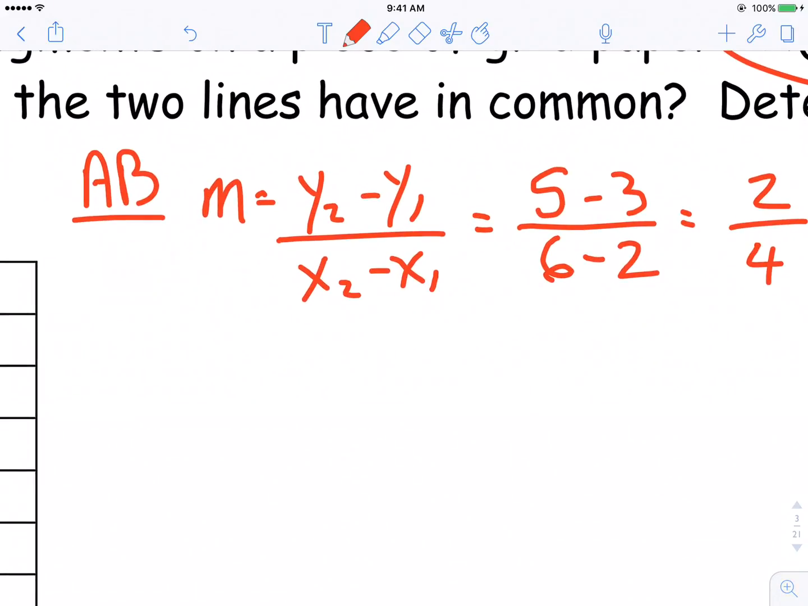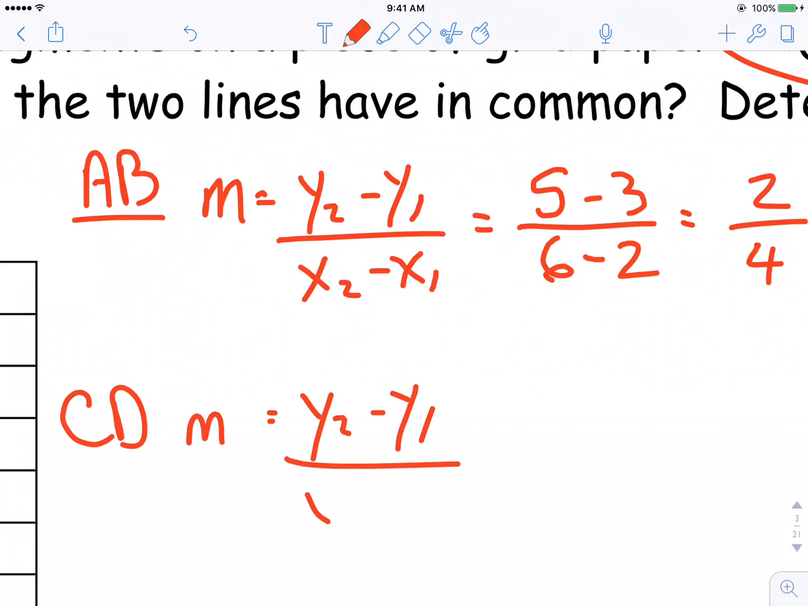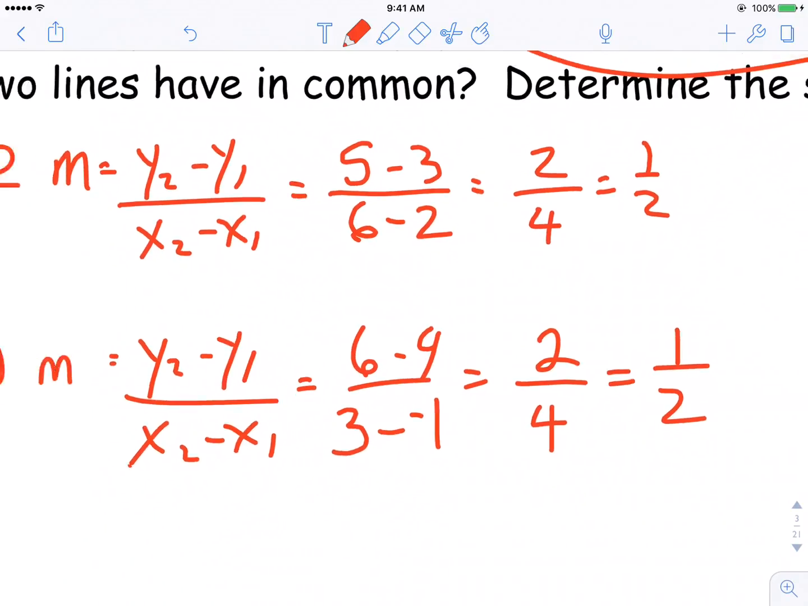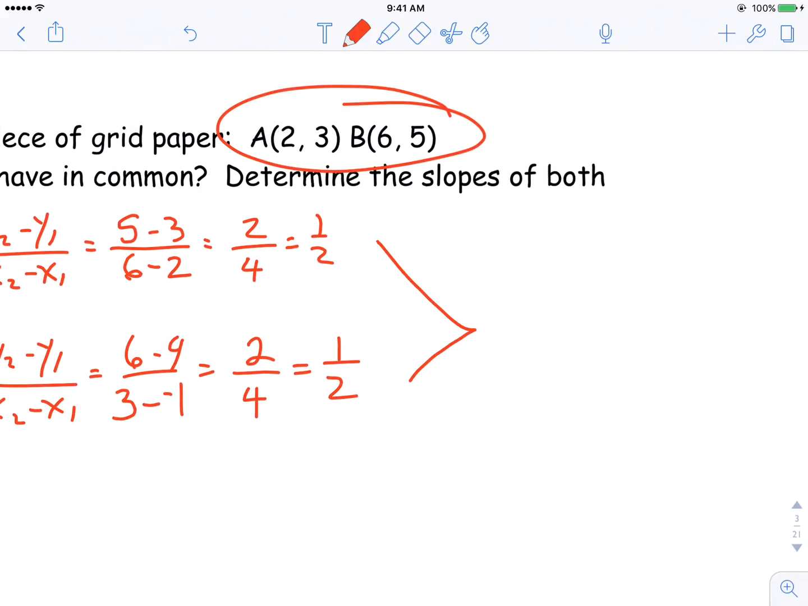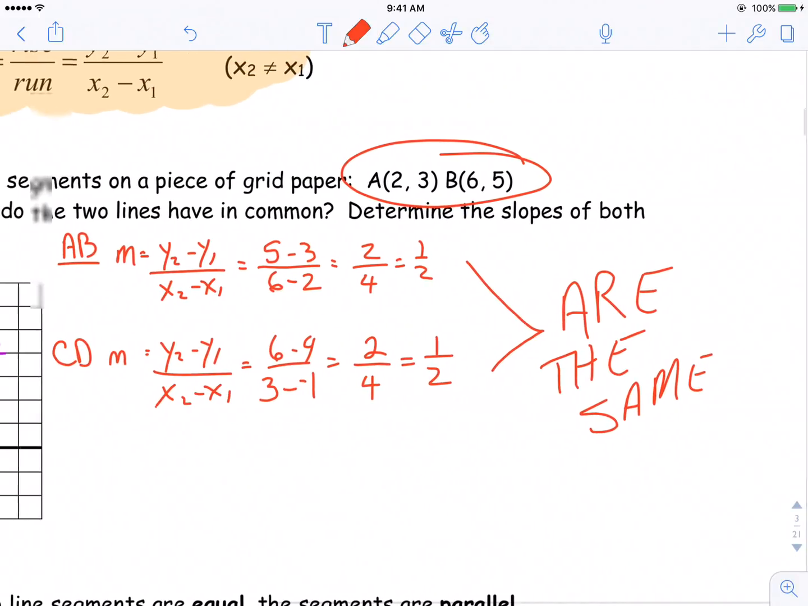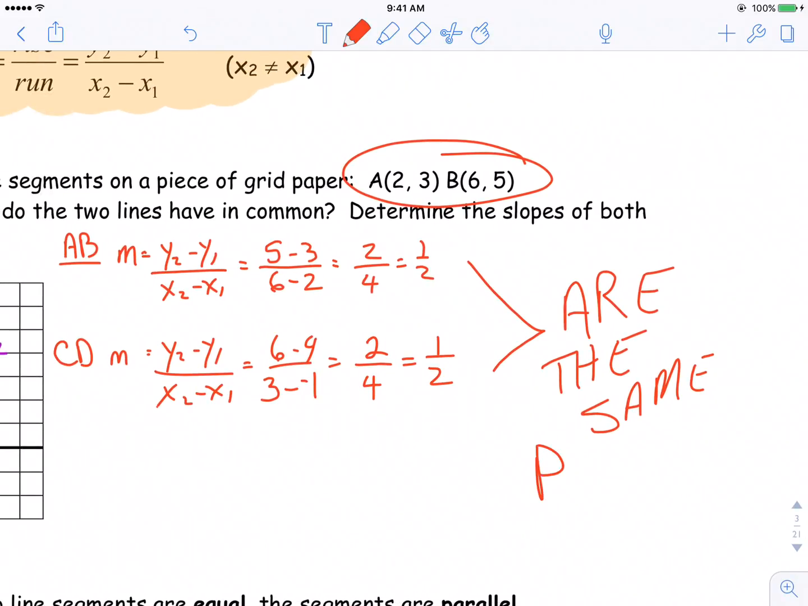Similar calculation for CD. Slope is equal to y2 minus y1 over x2 minus x1, which is equal to 6 minus 4 over 3 minus a negative 1. Minus a minus is a plus, so this is going to be 2 over 4. This reduces to 1/2. So you can see that both of these slopes are the same. This tells us that these two lines are parallel.